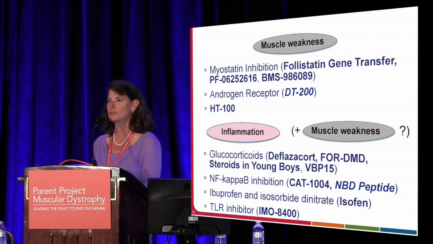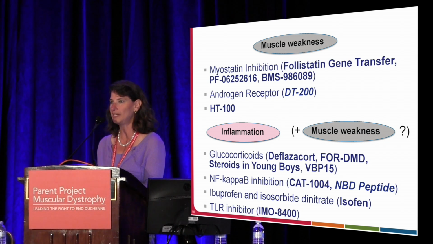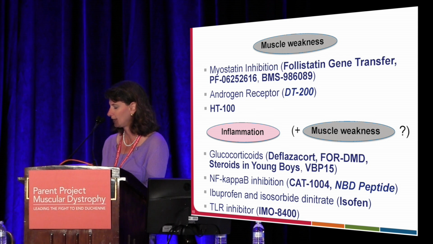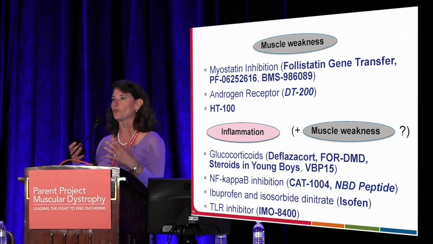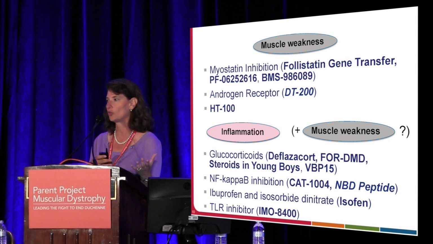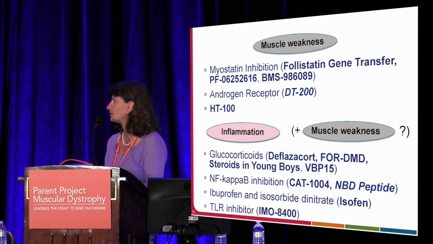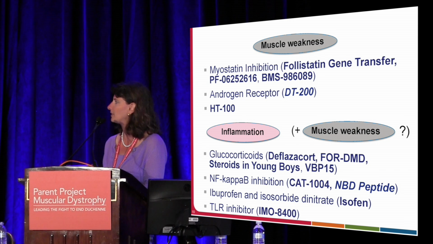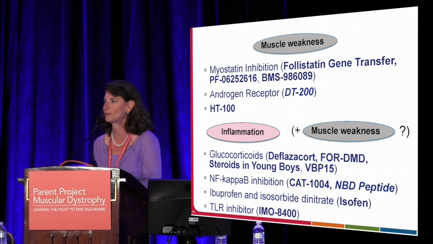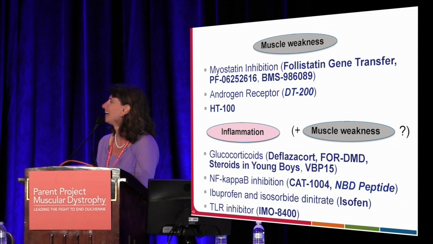So there are some other groups of targets that will target muscle weakness. One of these is myostatin inhibition, and there are actually 3 trials listed in your handout that target myostatin. Inhibiting myostatin causes growth of muscle, to compensate for the loss of muscle in Duchenne. One is a gene transfer, follistatin, and one is a drug from Pfizer, an antibody against myostatin, and one is an antibody against myostatin from Bristol Myers Squibb, and the numbers are too long to name.